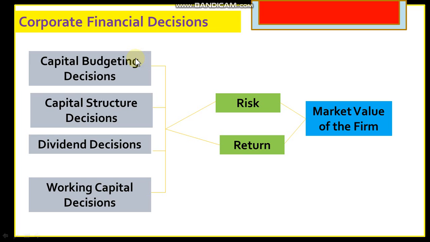What source do I want? Then dividend decision. I have made profit, whether to give dividend or keep it as reserve and surplus. Then working capital decisions. I have got a business, I have got production to do, and how much fund do I need to arrange for that purpose?